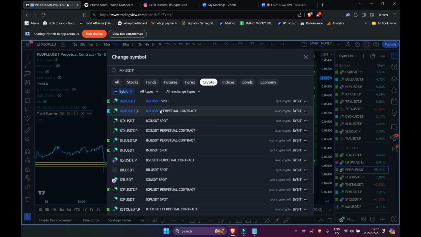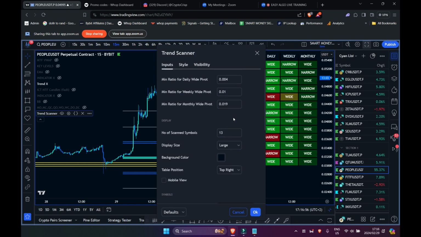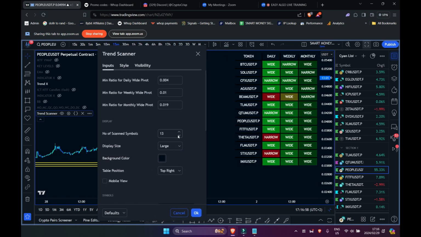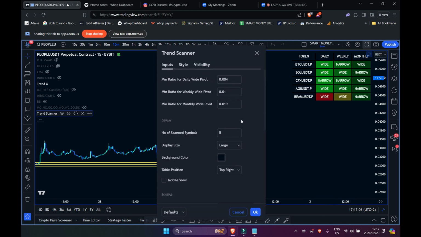So you can see it's very easy to use. You just put in all the details. There's not much more to it. Then you can choose how many you want to scan. If you only want to look at 5, let's just say you can turn it to 5, and then it will only show 5 of them. Otherwise, if you want all 13, you can have all 13.